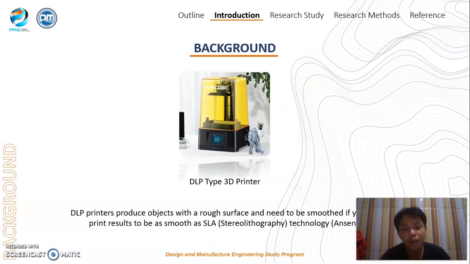First, about the background. The development of manufacturing technology is currently experiencing very rapid progress. One example of technological development is 3D printing technology. There are many types of 3D printers, one of which is the DLP or digital light processing type. This DLP technology has several weaknesses, one of which is that the print has a rough surface and needs to be smoothed if you want the result to be as smooth as those of SLA, stereolithography technology.